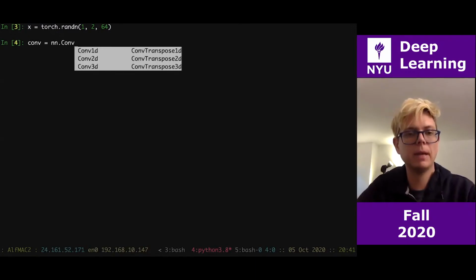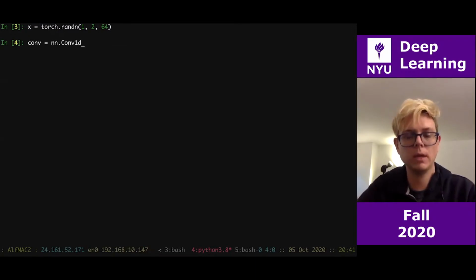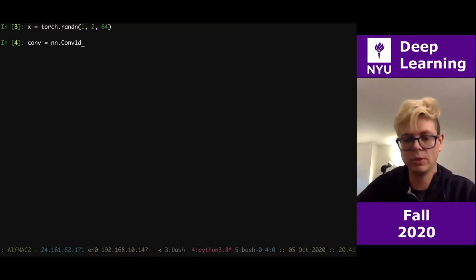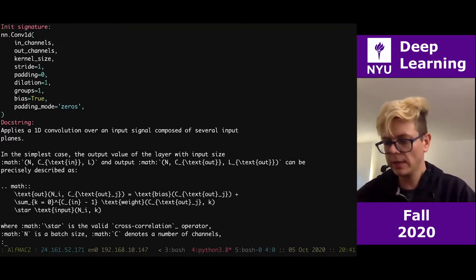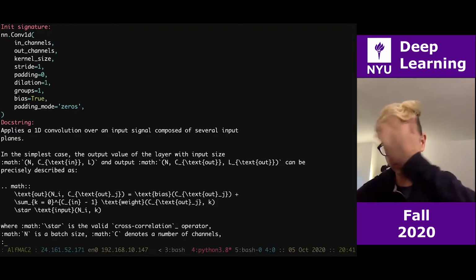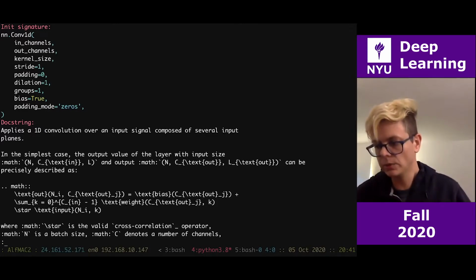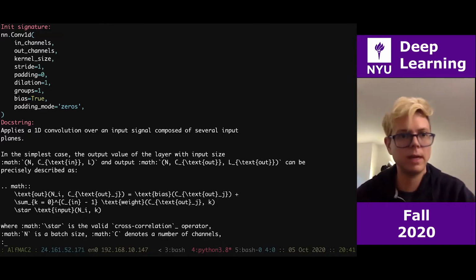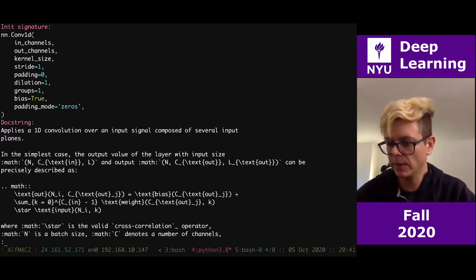I press tab, I have auto-completion: Conv1d, okay? Oh, I don't know how to use this. I don't know the API. Someone says, oh, check online. No, I don't like to check online. So I just press question mark and I press enter. If I do that, I'm going to see the list of all the options that I can use, okay? So we have input channels, output channels, kernel size, stride, and padding.